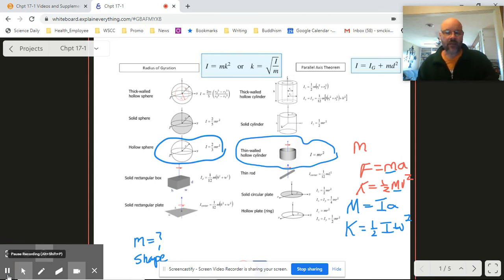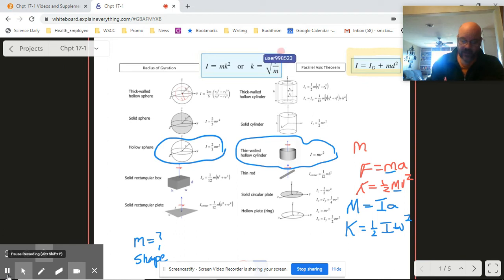A couple other things, the little boxes on the top. Let's start up in the right-hand box up here, this one. This is called the parallel axis theorem, and I'm going to show you how that works in our very next example. So just put a pin in that for right now.